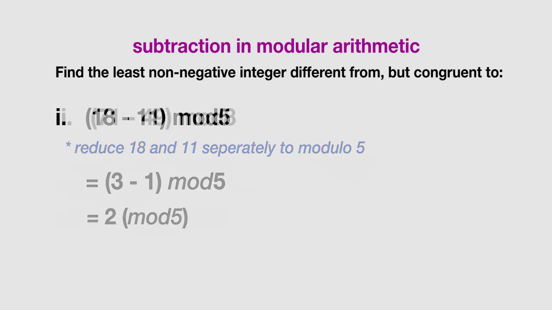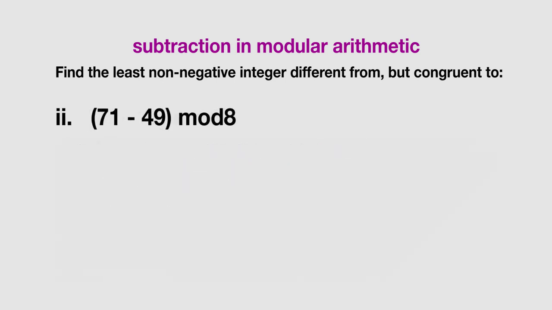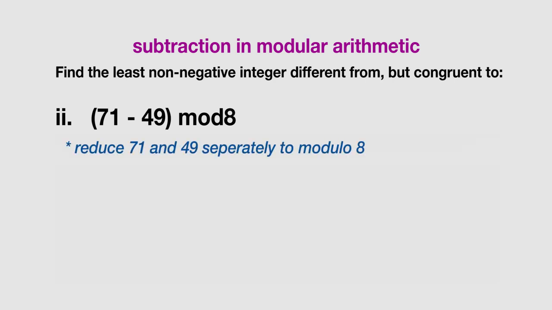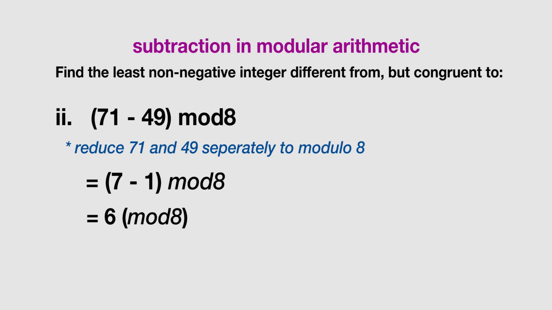Question 2 says 71 minus 49 mod 8. Again, we will reduce each of these numbers separately in mod 8. So we reduce 71 and it gives us a remainder of 7 when we divide by 8. We reduce 49 and that gives us a remainder of 1 when we divide by 8. So the question changes to 7 minus 1 mod 8. And that gives us 6 mod 8 for our answer.